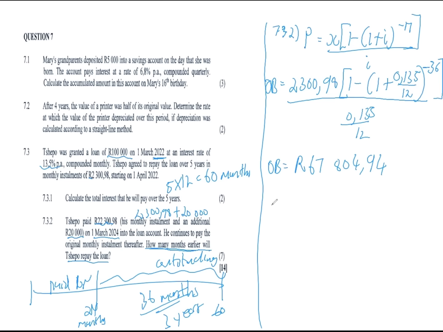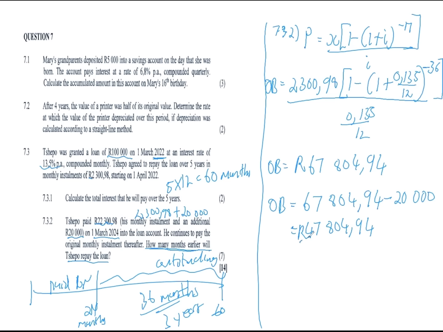But then remember, on that month of March 2024, he actually did something. He paid a lump sum of 20,000. So that means now the outstanding balance would have to be 67,804.94 minus the 20,000, meaning that we are now left with what? To pay off the loan, we are now left with 47,804.94, which is now the new outstanding balance after he makes that lump sum payment of 20,000.